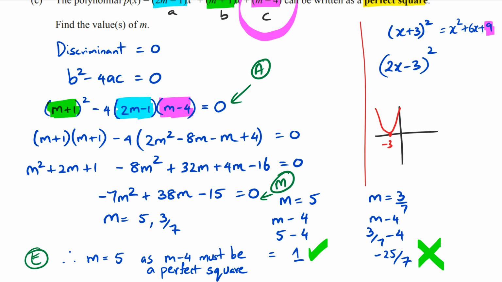Yeah, so that's how you basically do this question, guys. All right, so let's go to the next question.